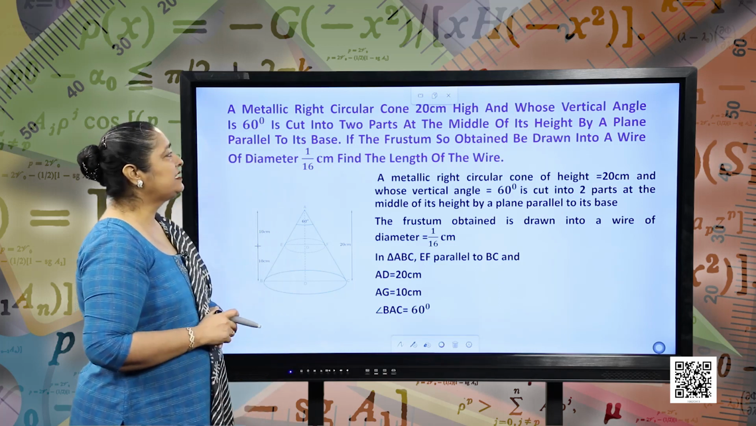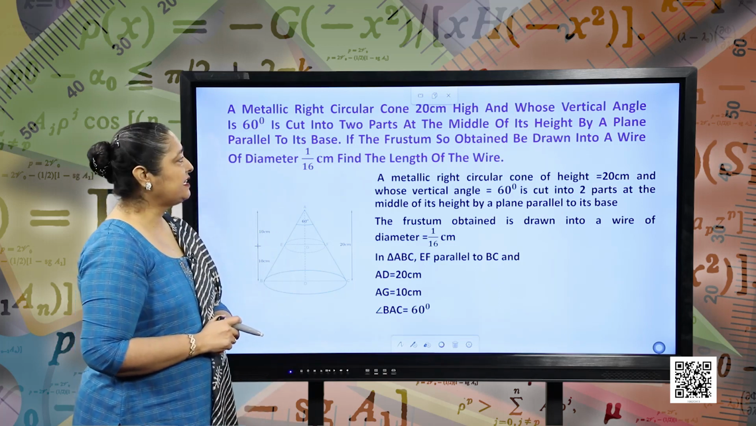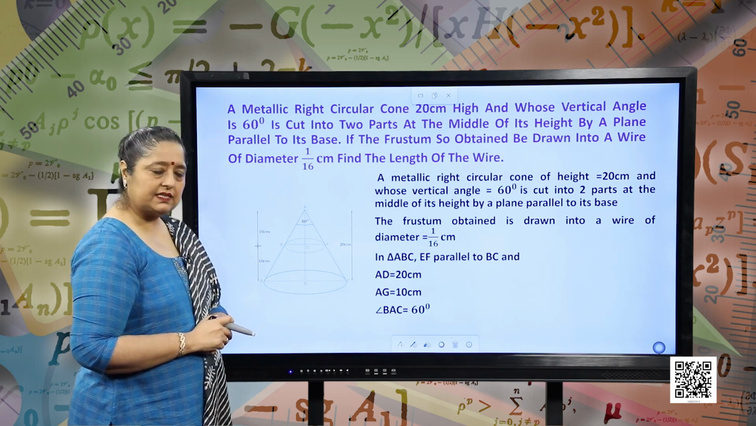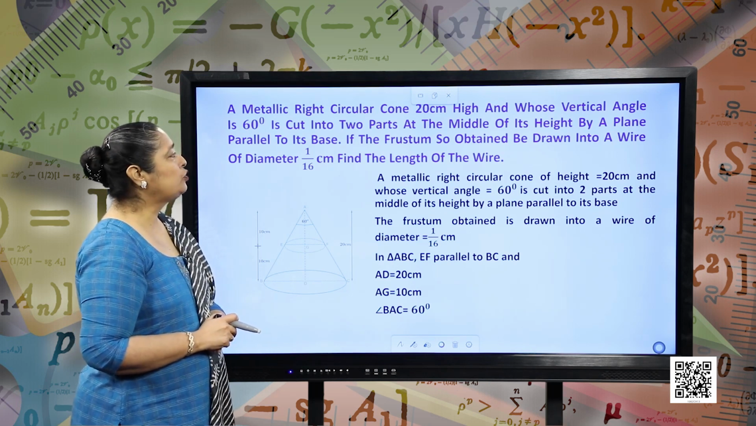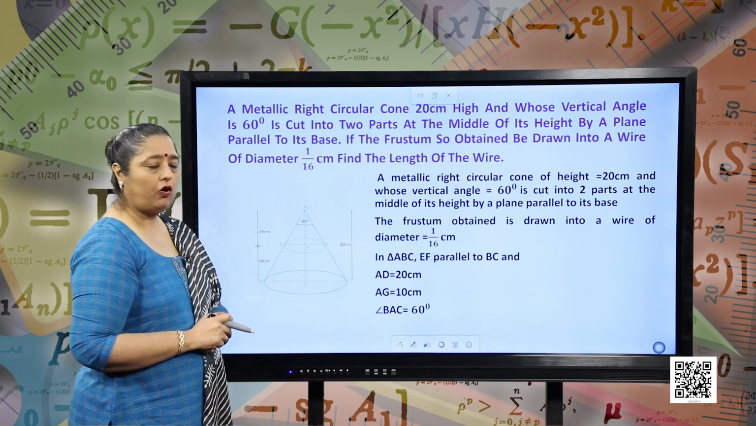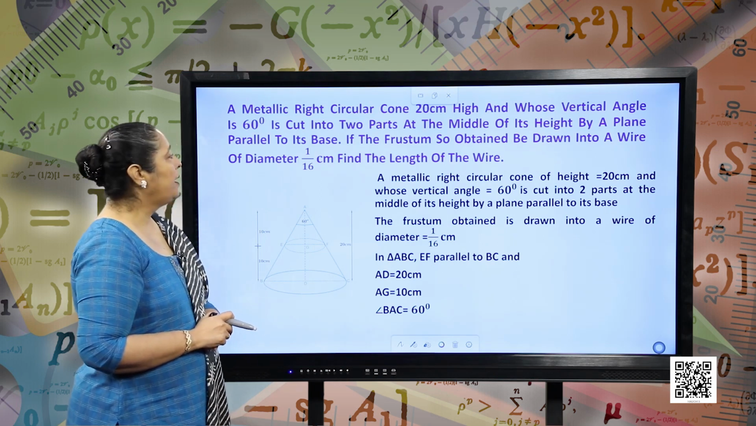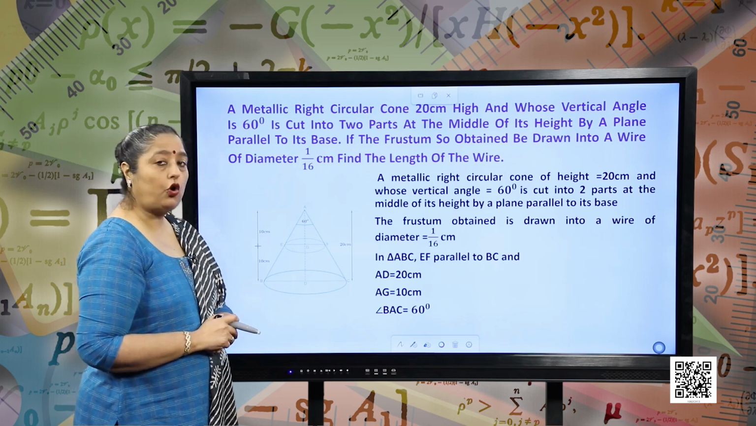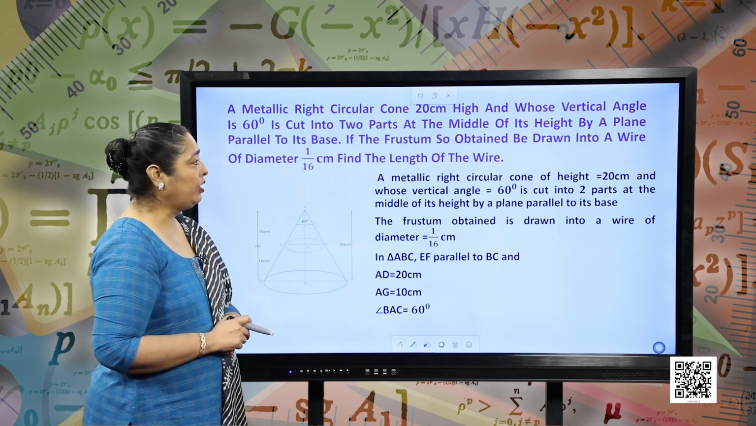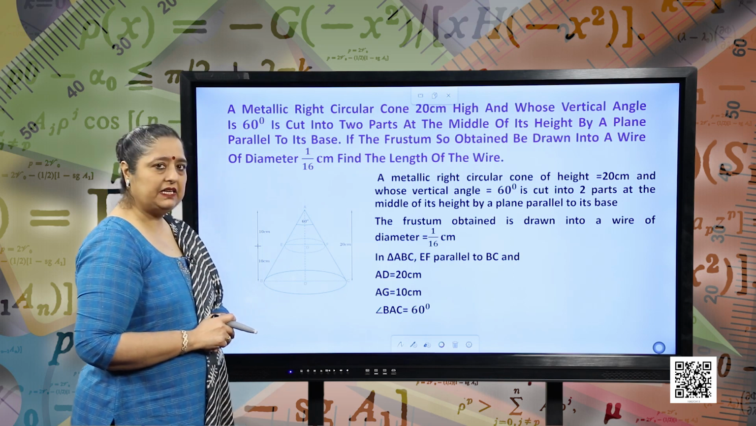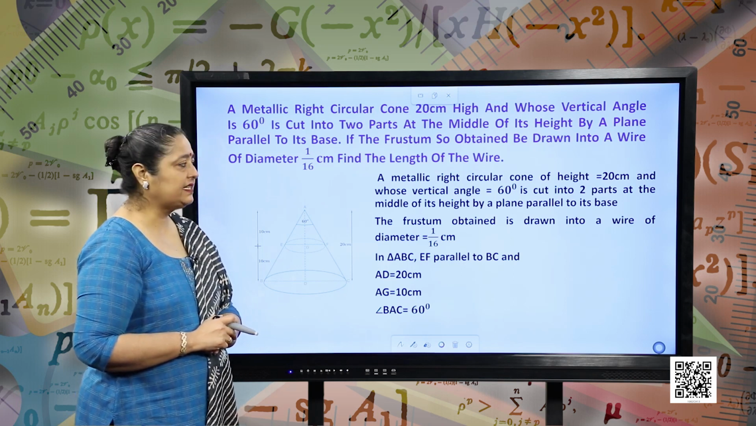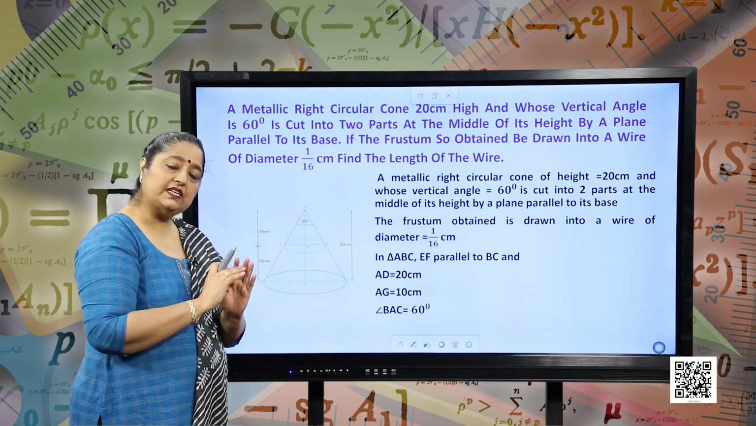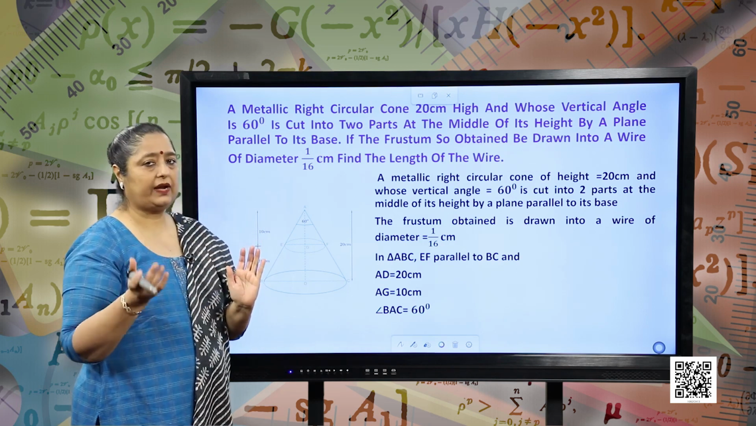A metallic right circular cone 20 centimeter high and whose vertical angle is 60 degree is cut into two parts at the middle of its height by a plane parallel to its base. If the frustum so obtained be drawn into a wire of diameter 1 by 16 centimeter, find the length of the wire. Here you are converting one solid into another.